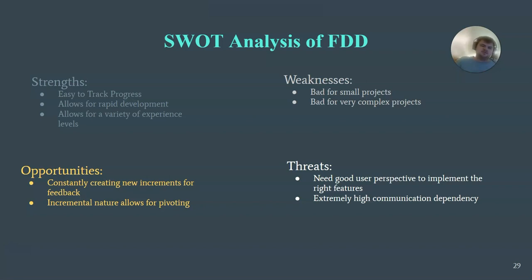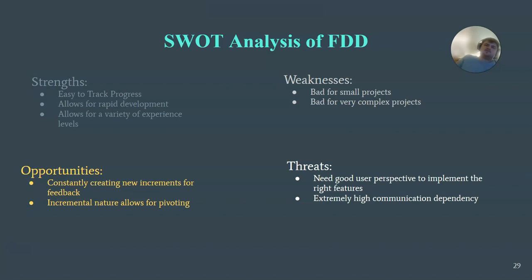So firstly, for feature-driven development, a strength is that it's very easy to track the progress of the overall project. Each individual feature is its own task, so the more features you have complete, the further along the project is, and the state of each feature is how far along that specific feature is. So if a feature is ready to be shown to a client, then that's its current state. So it's very easy to see exactly how far every part of the project is.